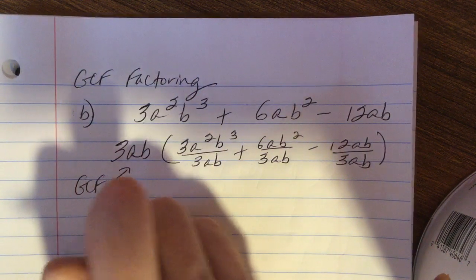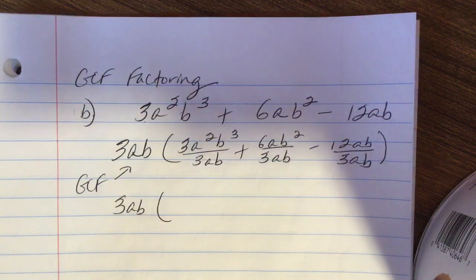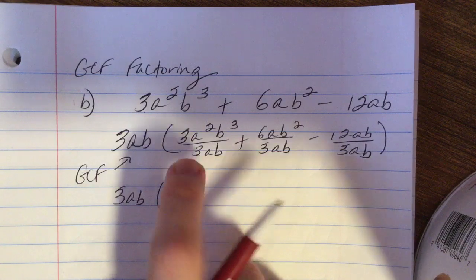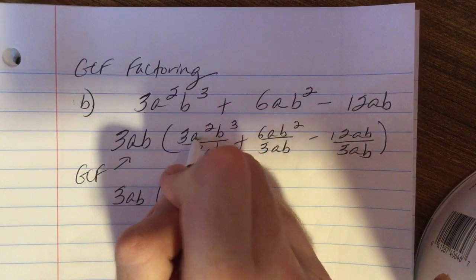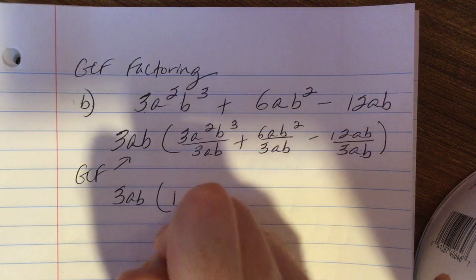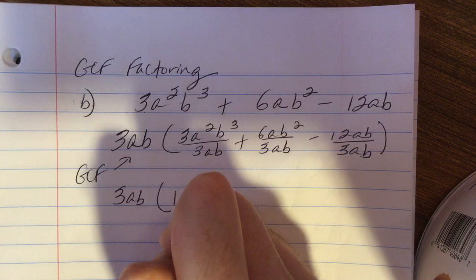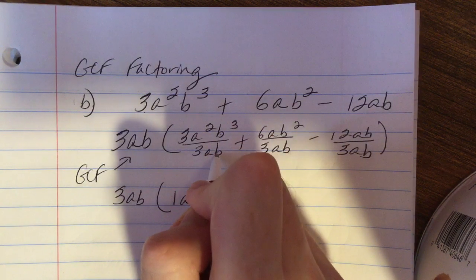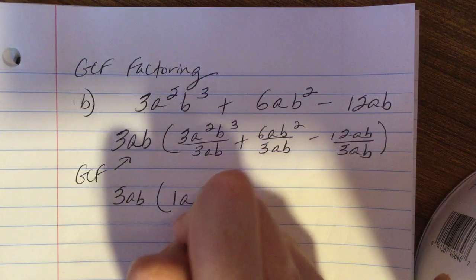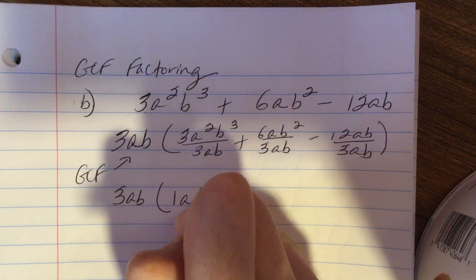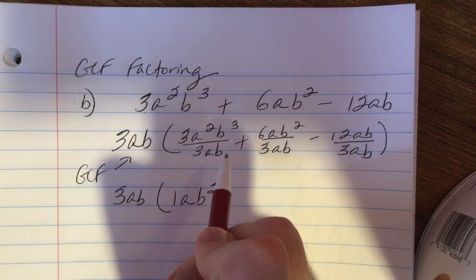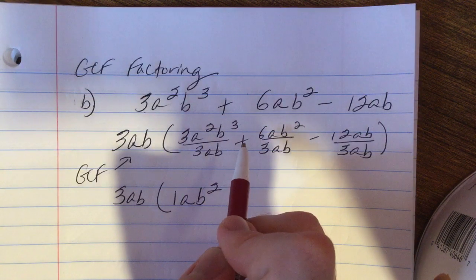Bring down the GCF. Open parentheses. 3 divided by 3 would be 1. A squared divided by a would be a. We're using the quotient rule now. B cubed divided by b to the first power would be b squared, since you keep the variable b and you subtract the exponents.